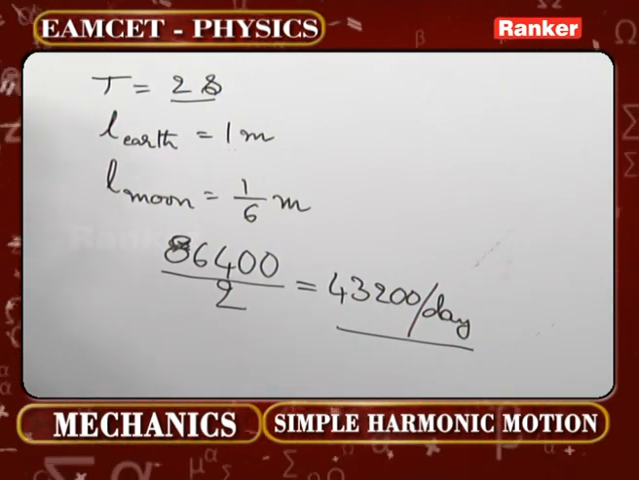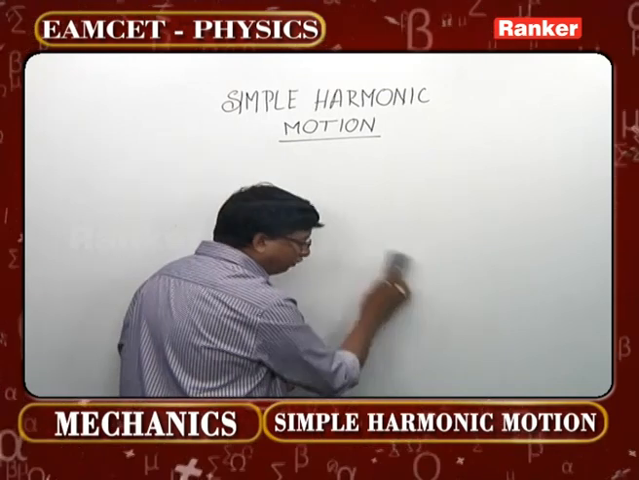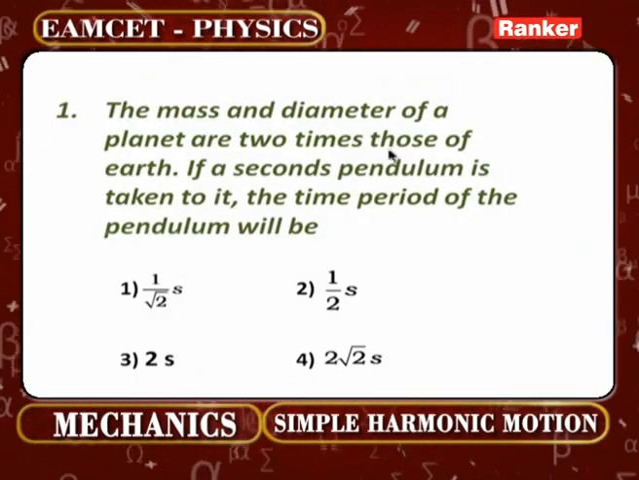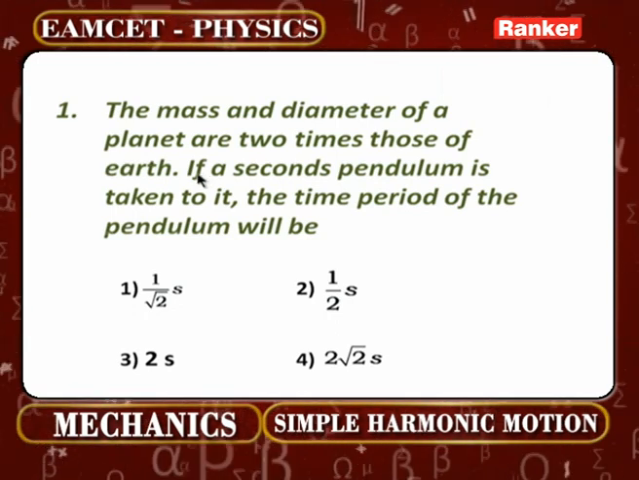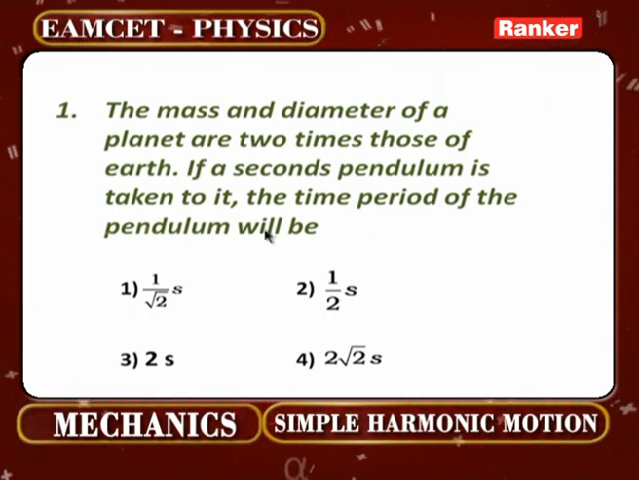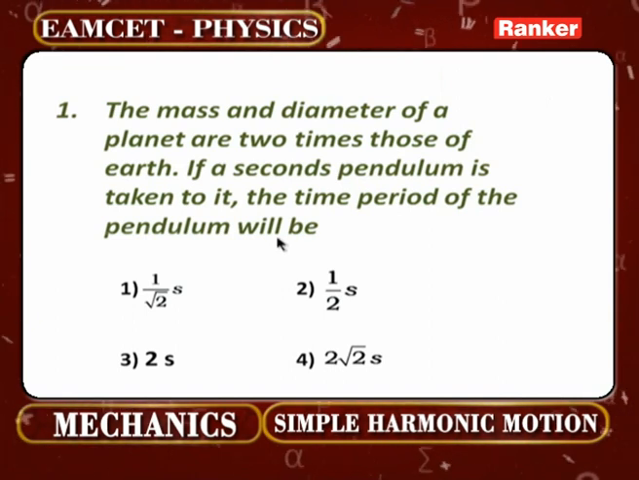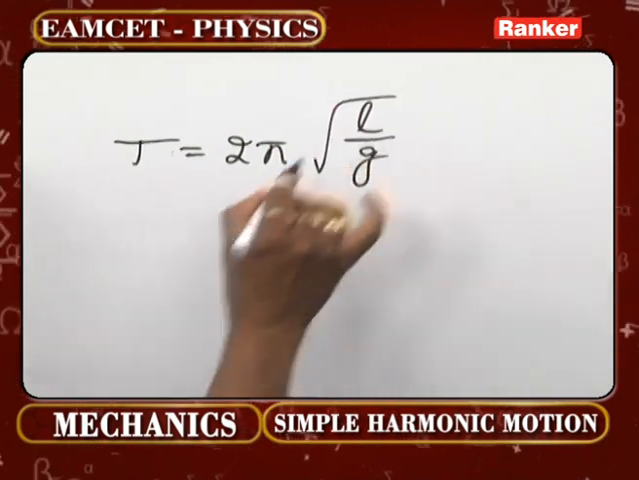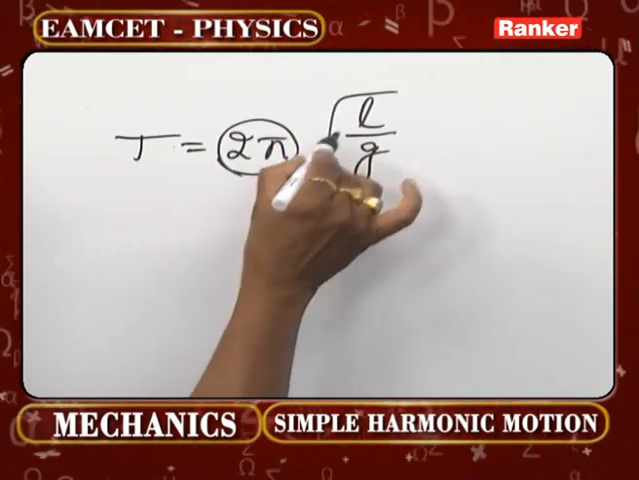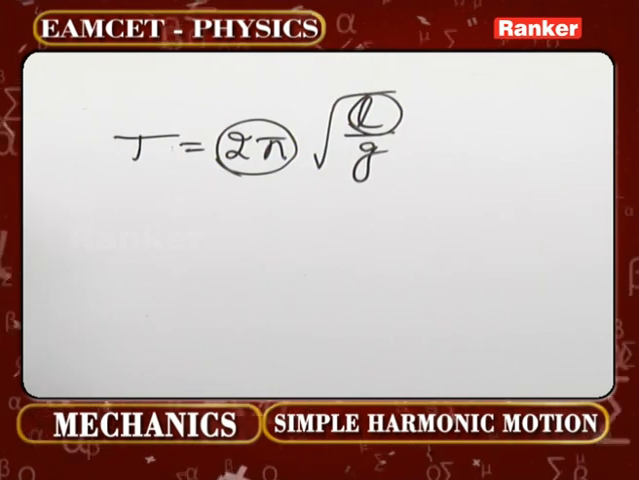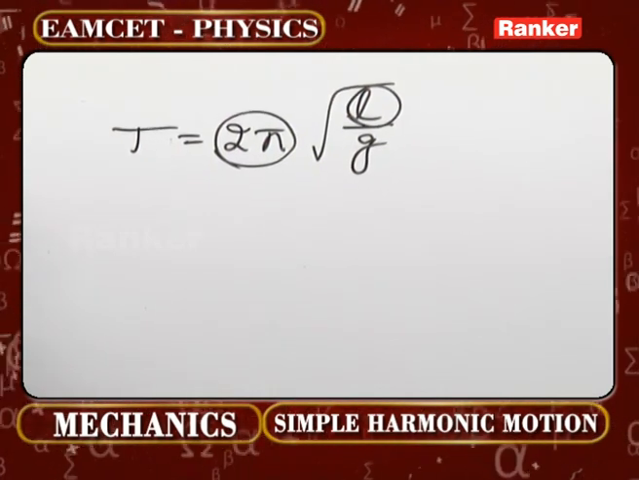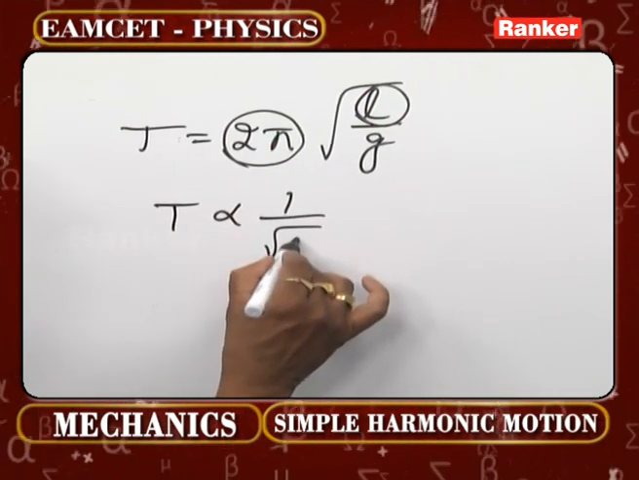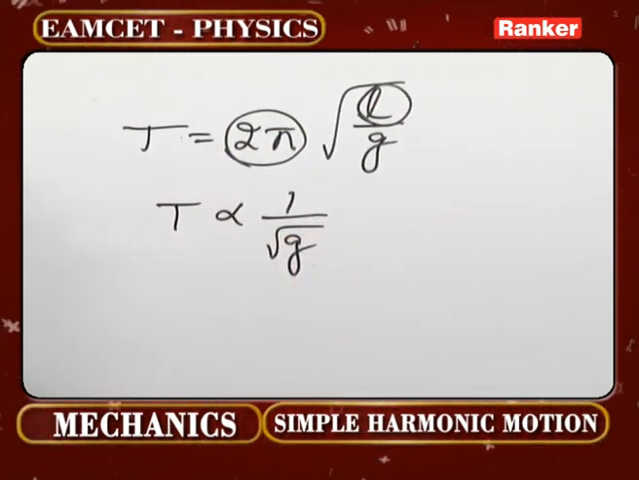Now let us take the problem here given. If the mass and diameter of a planet are 2 times those of Earth, then what will be the time period of second's pendulum on that particular planet? We in fact know T is equal to 2 pi under root L by g. Here 2 pi being a constant and length of second's pendulum also being constant, it is not varied in the problem. Thereby T is inversely proportional to root g. That is the equation one should consider.